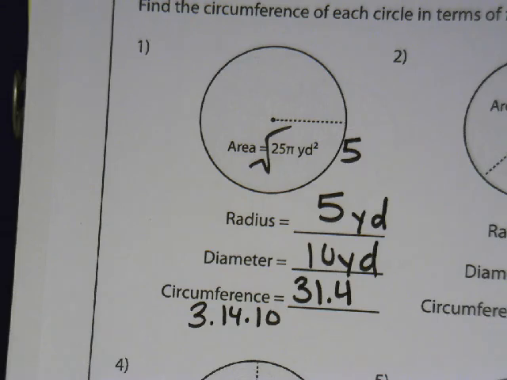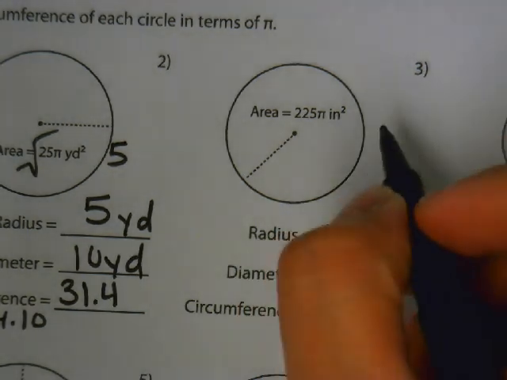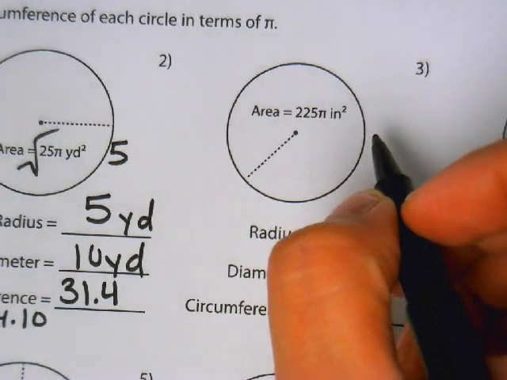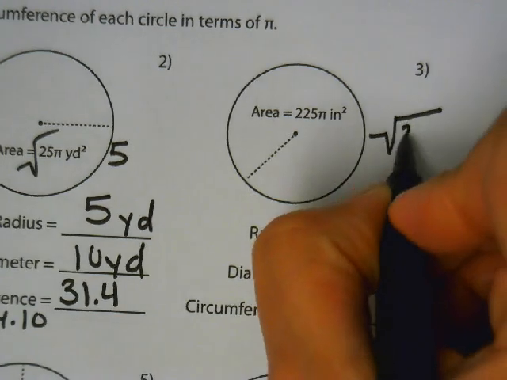Okay, Noah. All right, number 2 on circumference. So what's the math that I have to do? Not divide, not multiply. Square root. What is the square root of 225? 15.